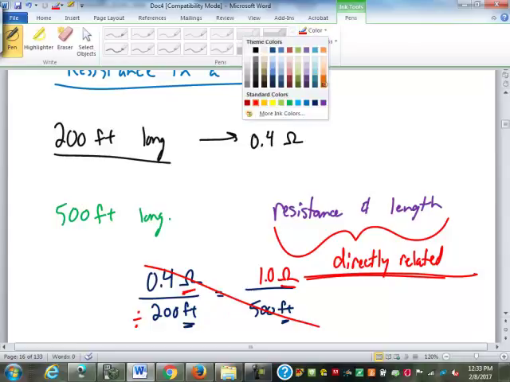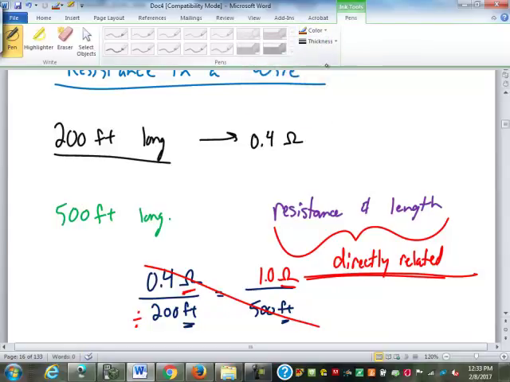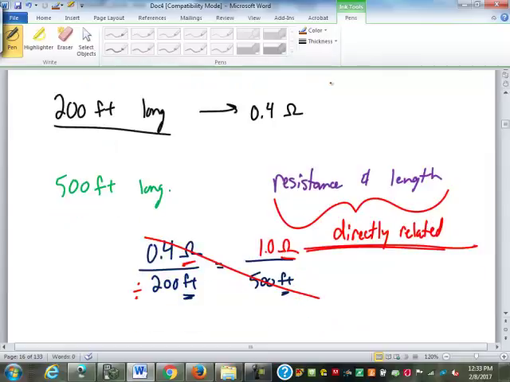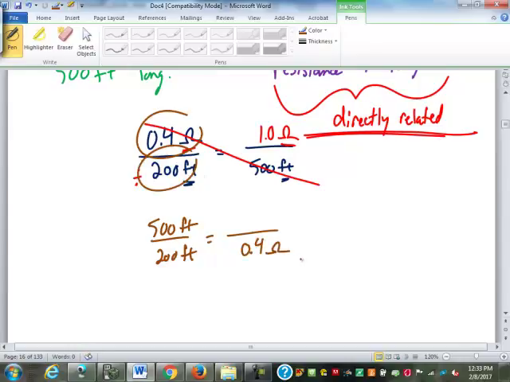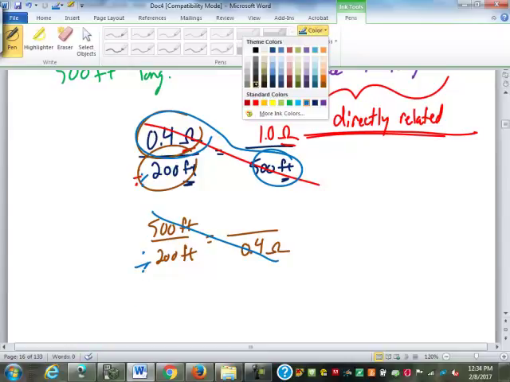Now that's not necessarily the only way we could set that up. We could have our ratio of lengths set up. We could just say 500 feet to 200 feet like that as well. And since the 0.4 ohms goes to the 200 feet, the 0.4 ohms is over here. That works as well. There are several ways you can set up these proportions. But notice, no matter how you set it up, you're going to be multiplying the 500 and the 0.4, and you're going to be dividing by the 200. So you get the same answer either way.